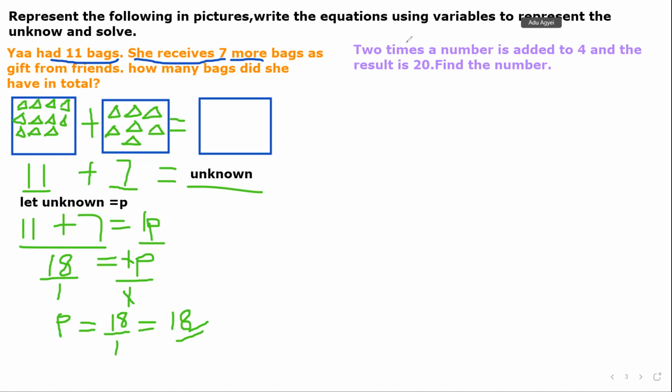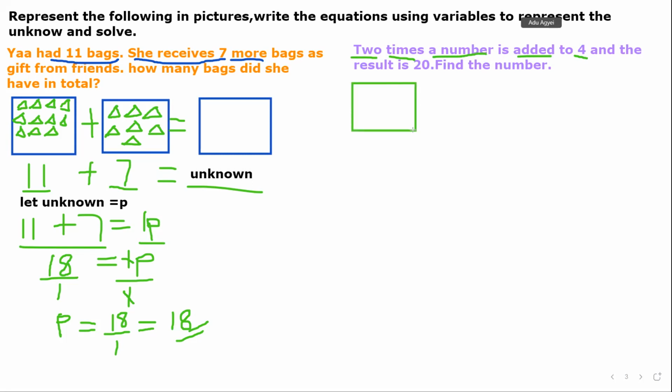Now, let's solve the other one here. The 2 times a number is added to 4, and the result is 20. 2 times a certain number here is added to 4, okay? Good. So let's quickly draw our box to illustrate our answers here.